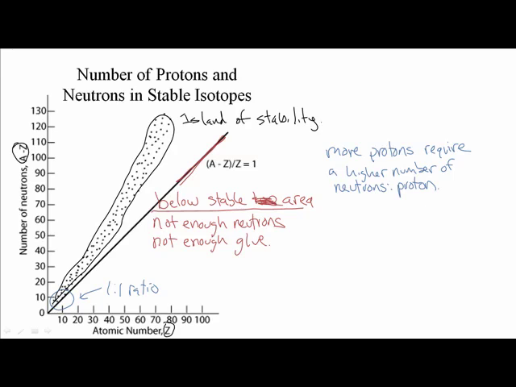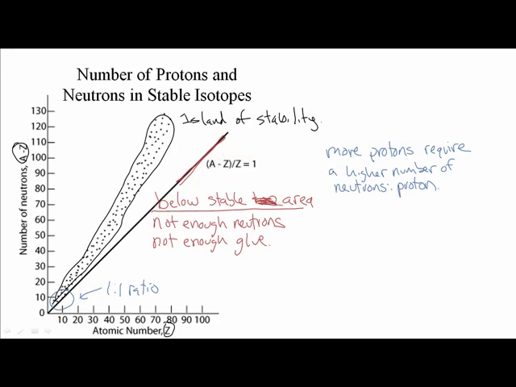Okay. Yeah, Kavish. Right, the gluons that are the glue that stick together. Yeah. So again, that's a little bit beyond where we need to be. We just need to think of the neutrons here as the glue. If we don't have enough glue, it won't stick together.